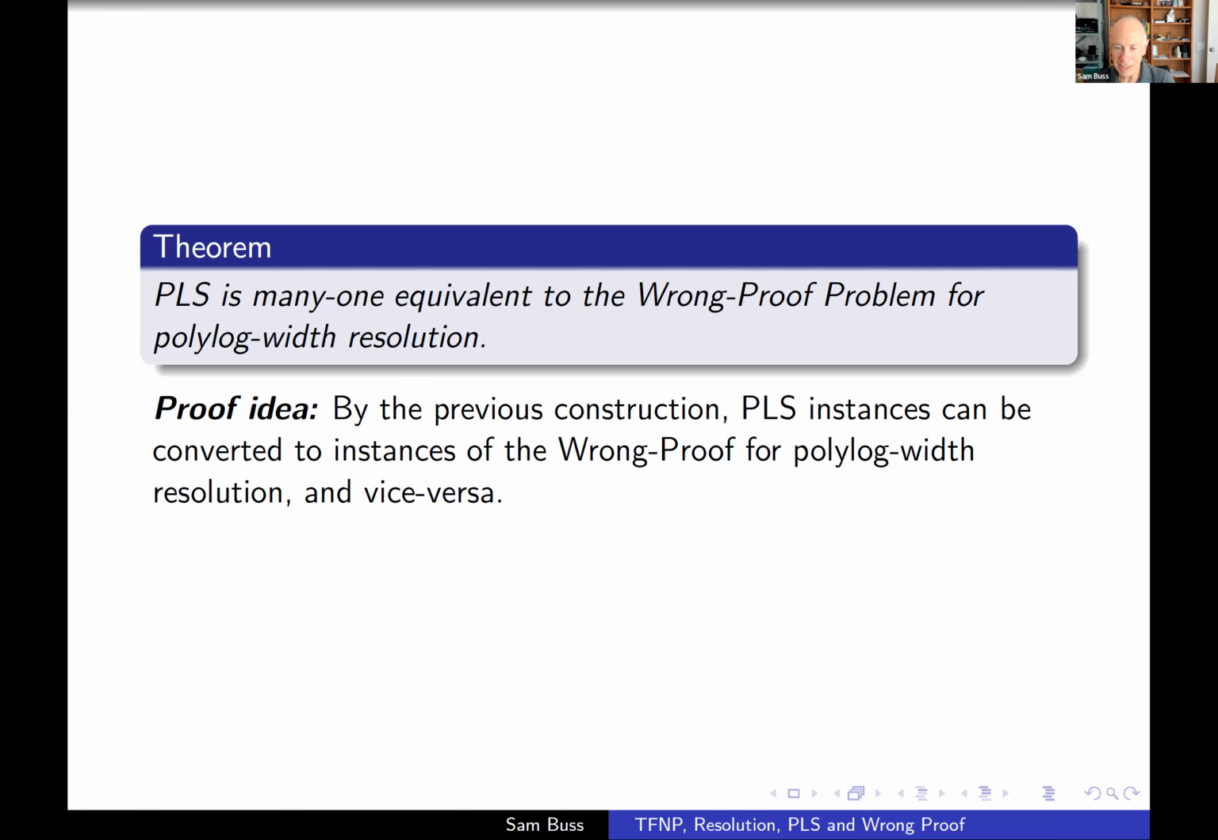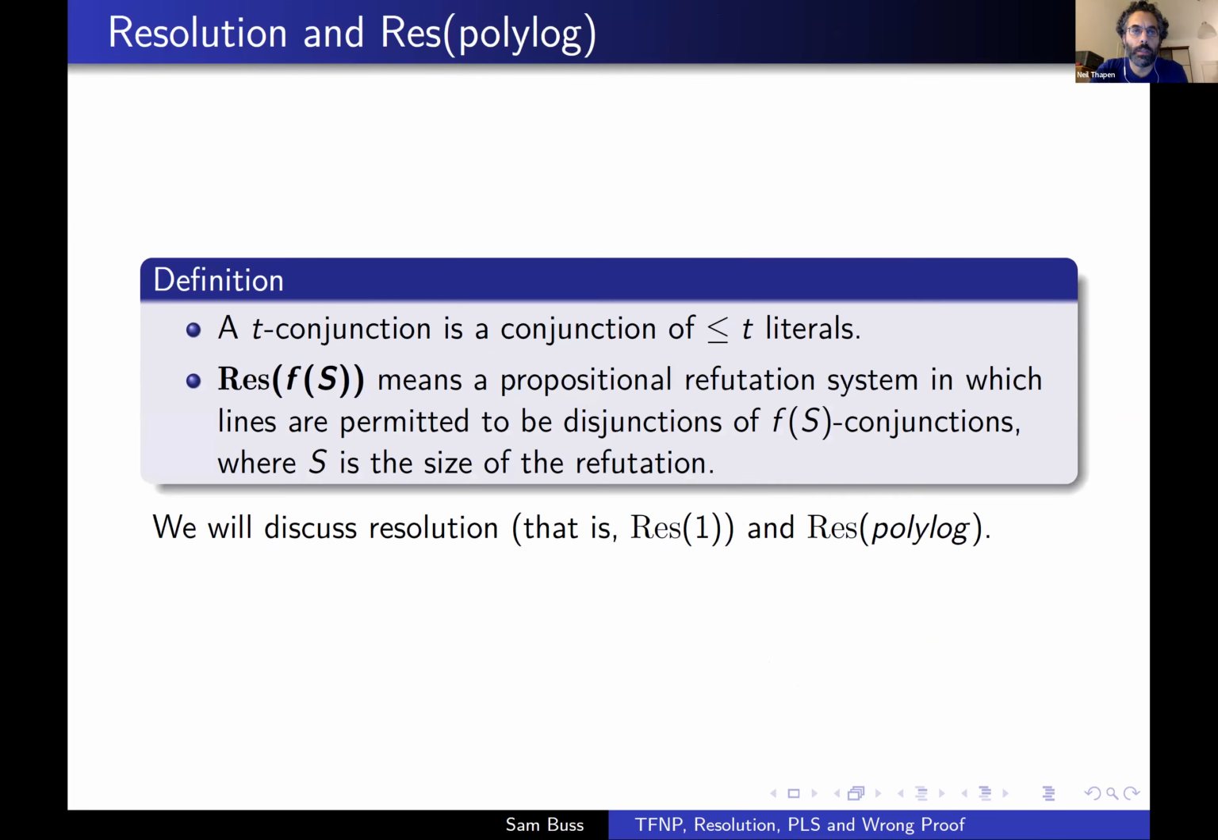I feel like I'm going pretty fast, so questions are certainly welcomed. Can I ask something? Yes. So in this case, what is wrong proof for resolution, in the sense that you can't derive 1 equals 0? What is the inconsistency that you're deriving?